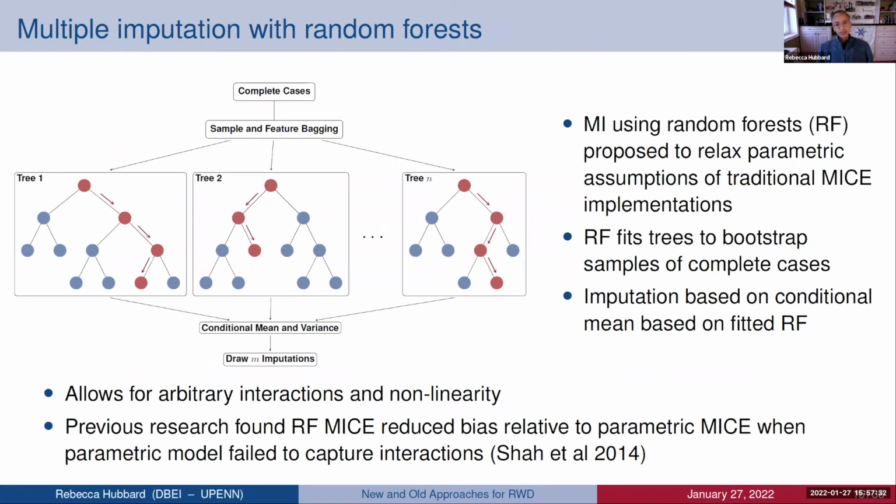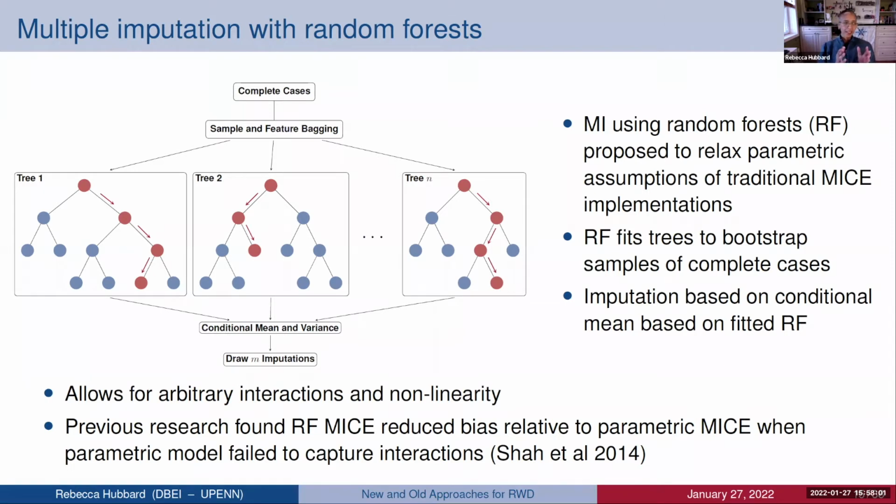So the first of the alternative strategies that I'm going to show you is multiple imputation with random forests. So in multiple imputation with random forests, we're going to stick with the MICE strategy. So we're still going to use the same approach of specifying multiple conditional models for each feature in the data set with missingness. But rather than using a parametric model to make the predictions, to generate our imputations, instead we're going to fit a random forest to try to come up with a prediction for each of those features.